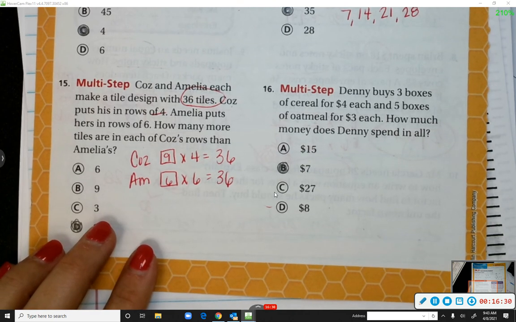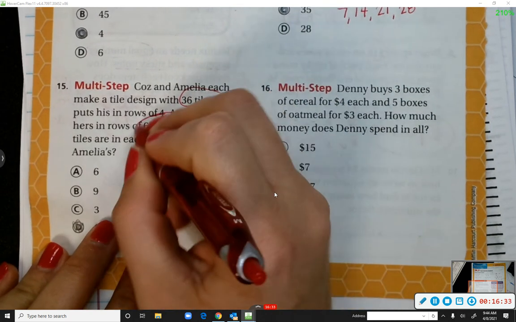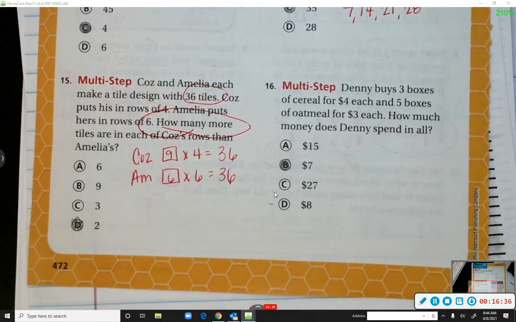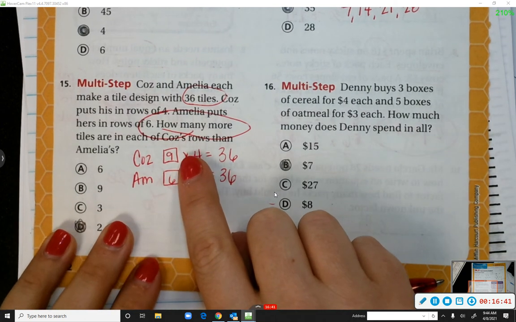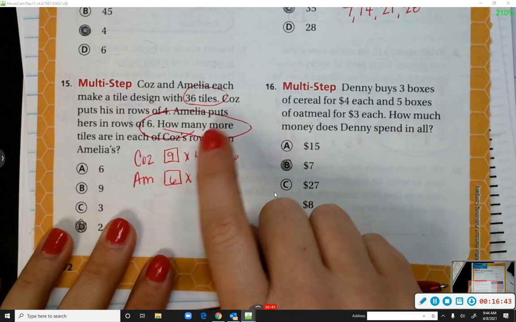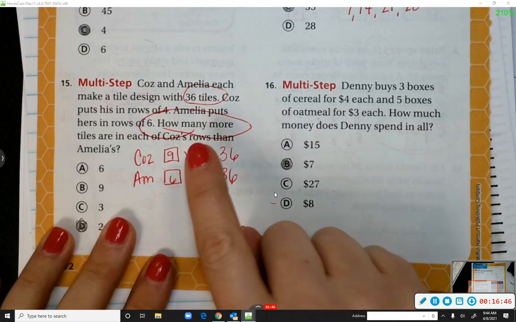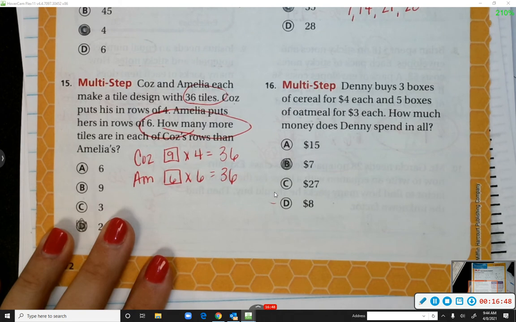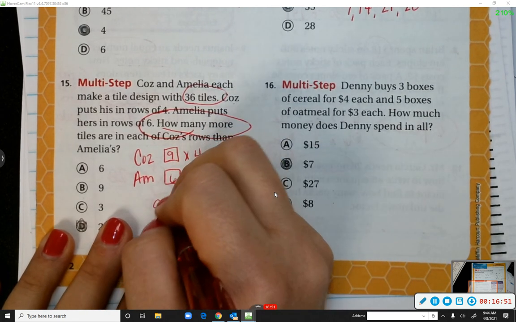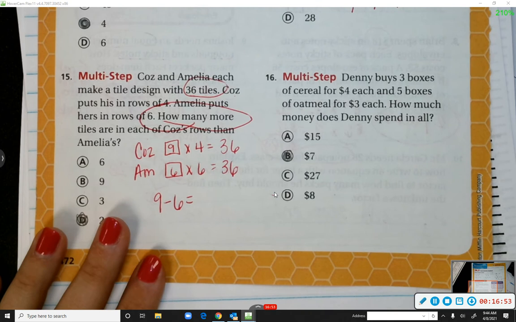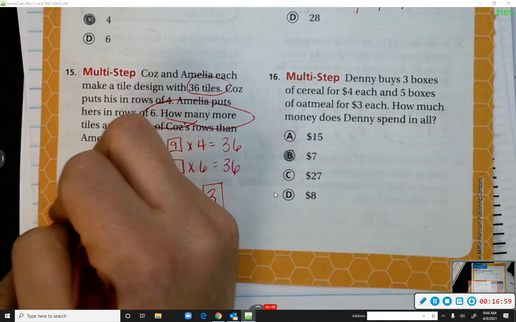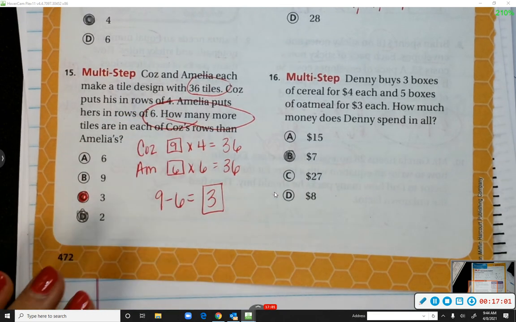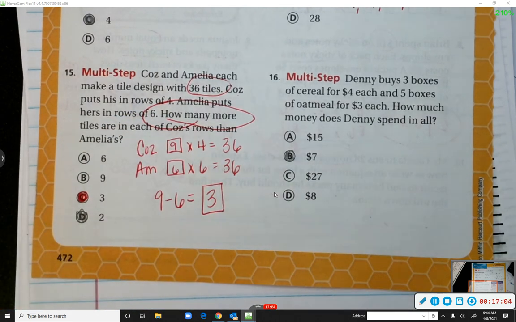What was the key word we heard? How many more means to what? Subtract. This point in the year, you should know automatically how many more means to subtract. 9 minus 6 equals what? 3. There you go. So C. Multi-step problems, guys. You have to really take your time and do each sentence at a time.